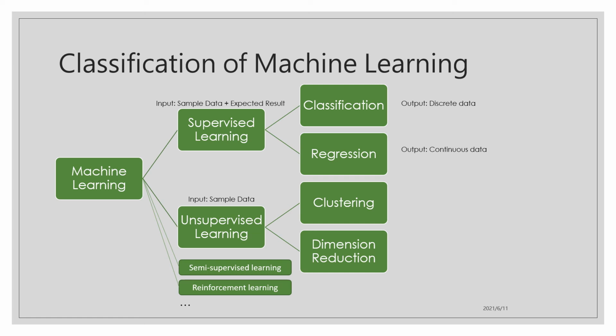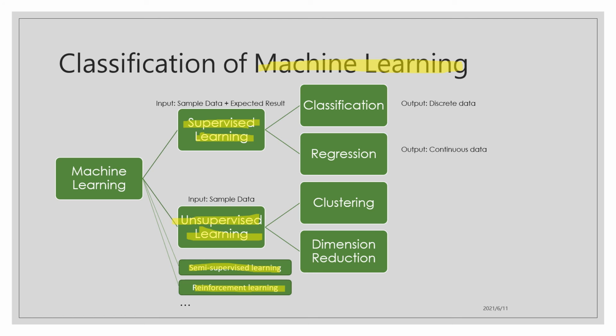So divide and conquer. We always want to break the problem into small parts and classify the problem into small parts. So how can we classify machine learning? Machine learning can be classified into two big areas. One is supervised learning, and the other is unsupervised learning. Of course there are lots of other smaller branches, for example semi-supervised or reinforcement learning. But here the two big areas are supervised learning and unsupervised learning.